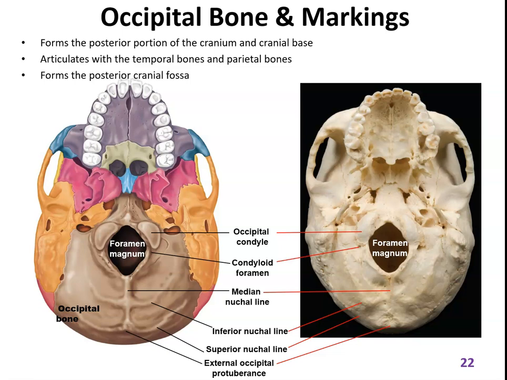This is the most posterior bone in the skull, and it wraps around underneath. It has these condyles, and these are the structures that sit on top of your vertebral column. So the weight of your head sits on these two structures, which sit on the vertebral column. Your spinal cord and part of your brainstem come down out of your brain through this foramen magnum. Foramen magnum means big hole.